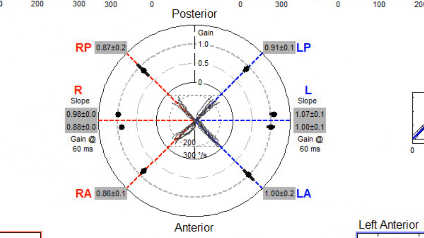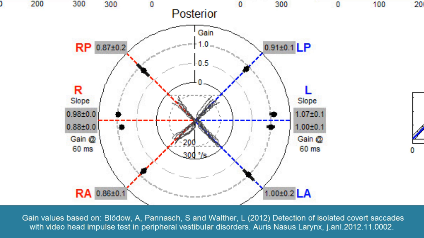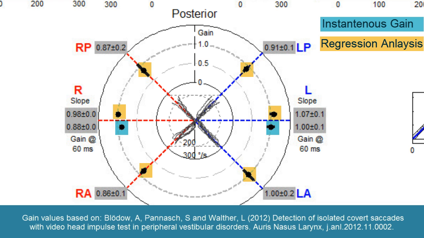Once these gain values are established, they are plotted within the polar gain plot. There are dotted grid lines within the plot, each marking a measure of gain. This plot gives an overall visual of where each of the gain calculations is plotted in relation to unity gain of 1. In a normal, healthy vestibular system, you would expect to see gains measured using instantaneous gain to be near 1, and an impaired vestibular system may show gains of less than 0.79. The black dot represents the actual gain value, and the black bar around the dot represents the standard deviation for the measure.